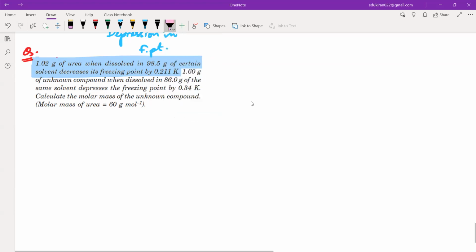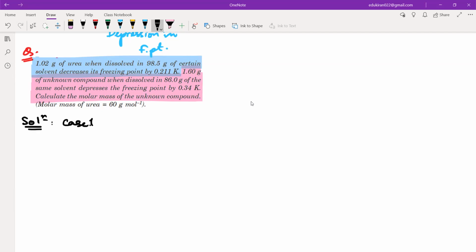Okay, that is one thing that we have given. Now next is some different case here. Now there is 1.6 gram of unknown compound when dissolved in 86 gram of the same solvent depresses the freezing point by 0.34 Kelvin. Calculate the molar mass of the unknown compound. Okay, so here we are having two different cases. दोनों का use होगा कुछ ना कुछ. Let me solve this.